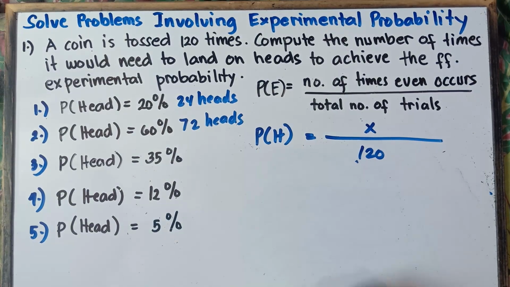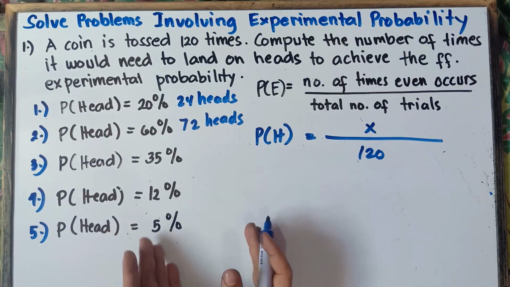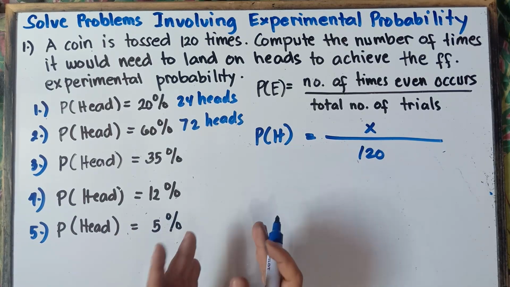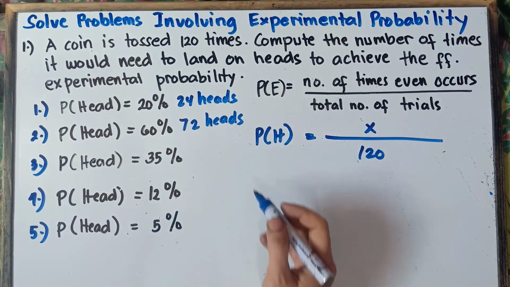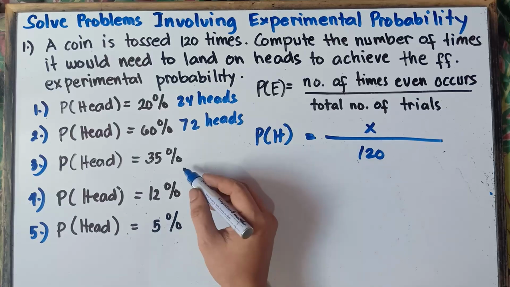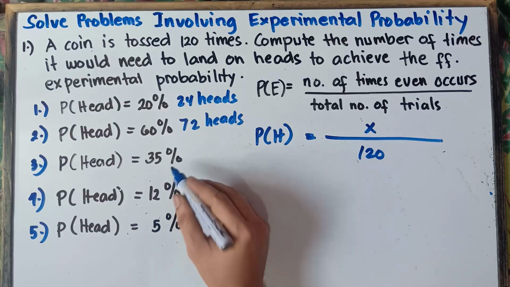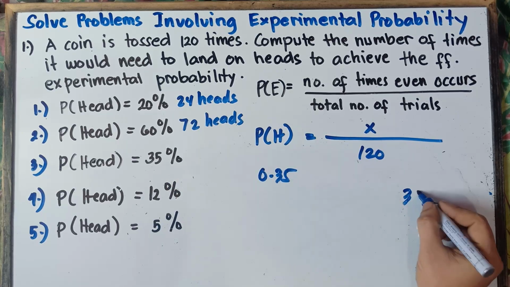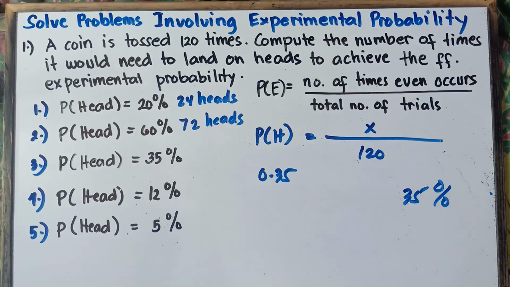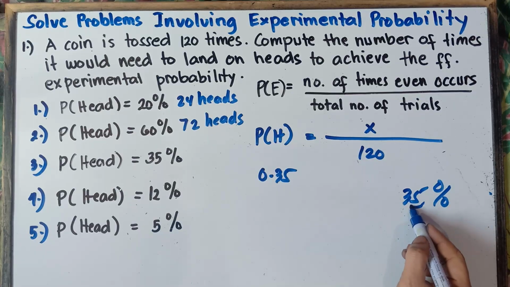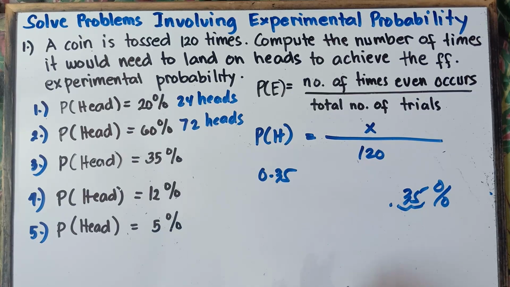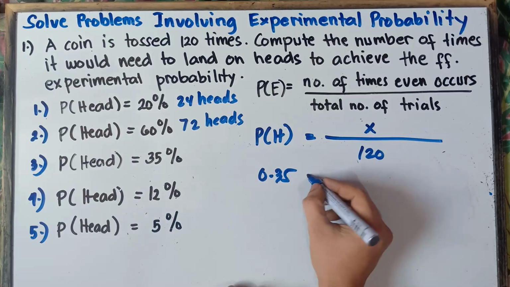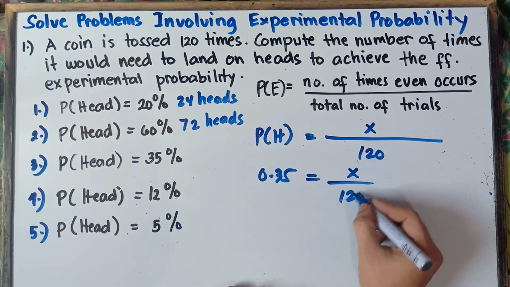Alright, so let's proceed now to example number 3. Once again, class, if the teacher will allow you to use a calculator, I'm sure it's very easy to answer the following examples. So 35%, let's convert this into decimal directly. So 35% would be 0.35, right? Once again, class, 35%. Move the decimal point from right to left twice, 1 and then 2. Therefore, 35% is 0.35. So this will be 0.35 equals x over 120.